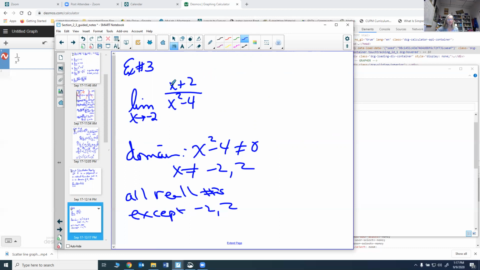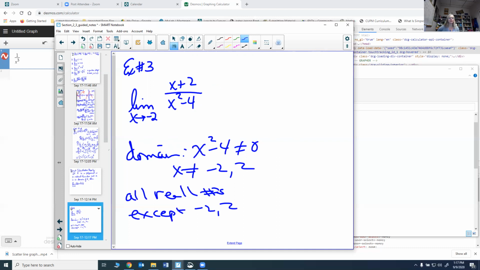If I tried plugging it in there, I get -2 plus 2, which is 0, over -2 squared minus 4, which is 0. I'd get 0 over 0. Again, 0 over 0 is what we call indeterminate. We don't know what that is. It's not 1. It's not 0. It could be anything. So that's why it's called indeterminate. We don't know what it is.